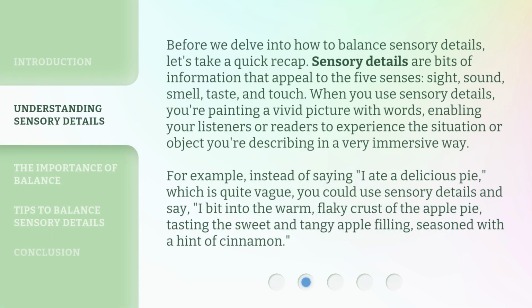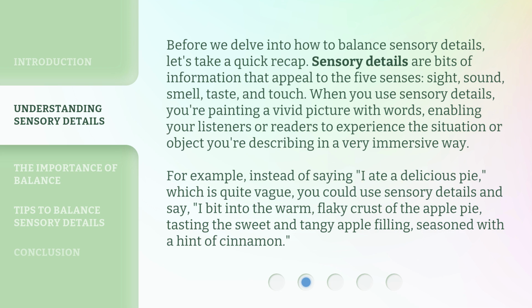Before we delve into how to balance sensory details, let's take a quick recap. Sensory details are bits of information that appeal to the five senses: sight, sound, smell, taste, and touch. When you use sensory details, you're painting a vivid picture with words, enabling your listeners or readers to experience the situation or object you're describing in a very immersive way.